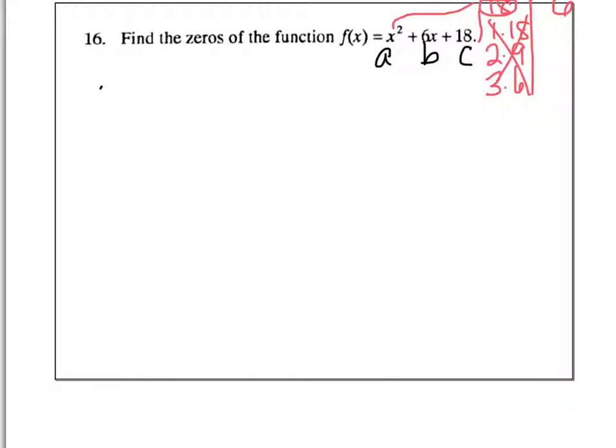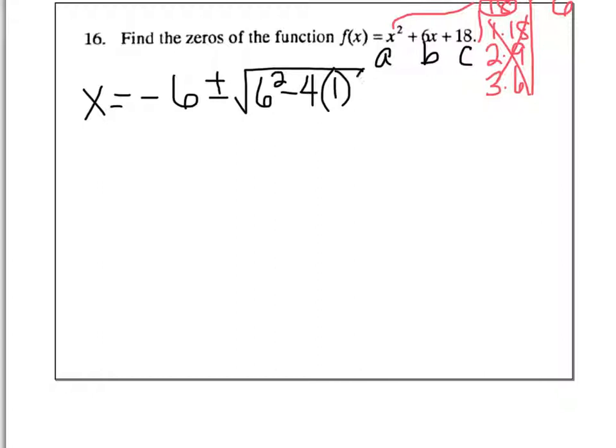And we go x equals negative b, so -6, plus or minus the square root of b squared minus 4, part of the formula, times a, which is 1, times c, which is 18, all over 2 times a, or 2 times 1. So now we can start simplifying this expression.